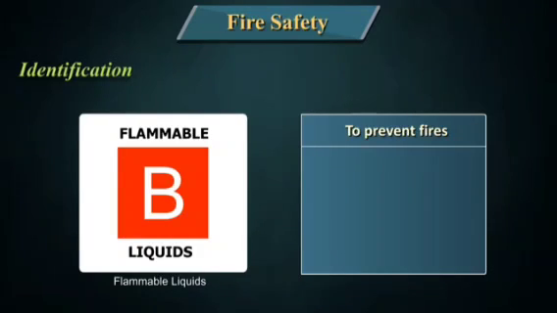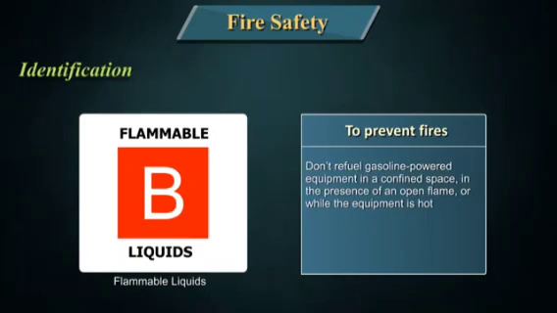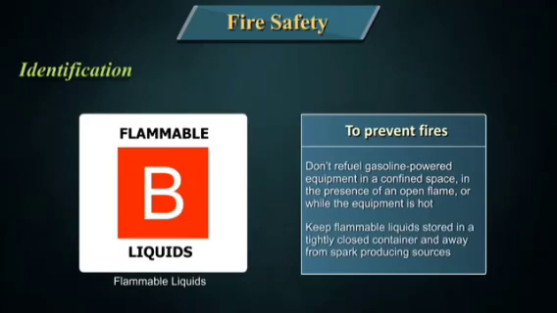Symbol for flammable liquids. Description: extinguishers for Class B fires are identified by a square containing the letter B. If colored, the square is red. To prevent fires, don't refuel gasoline-powered equipment in a confined space in the presence of an open flame or while the equipment is hot. Keep flammable liquids stored in a tightly closed container and away from spark-producing sources.